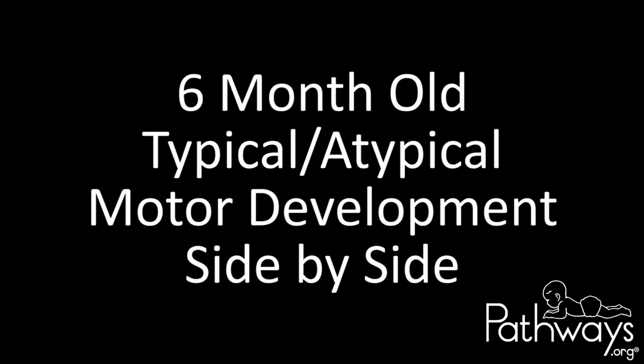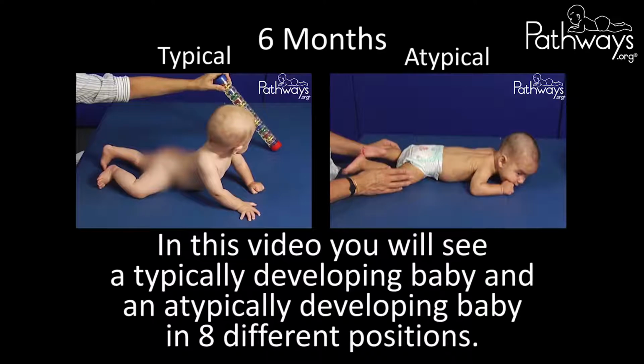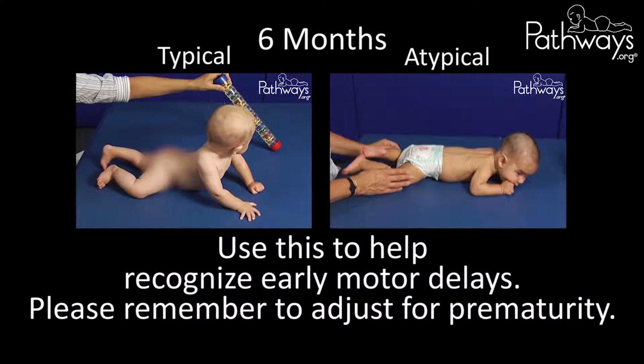6-month-old typical and atypical motor development side by side. In this video, you will see a typically developing baby and an atypically developing baby in 8 different positions. Use this to help recognize early motor delays. Please remember to adjust for prematurity.